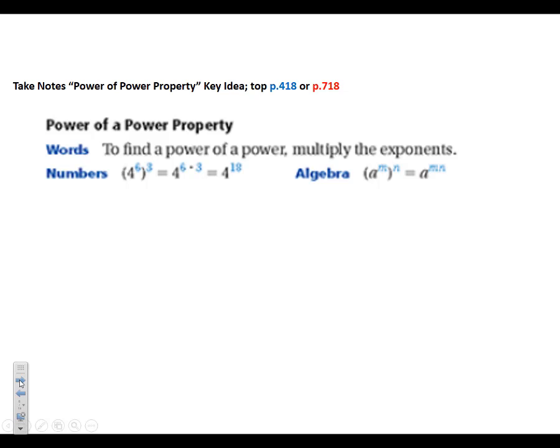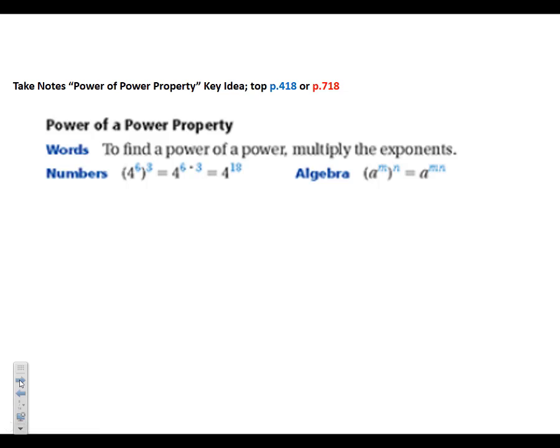So in this particular case from the book, the example was 4 to the 6 raised to the power of 3, which is 4 to the 6 times 3, which equals 4 to the 18. Let's talk about why that is true.